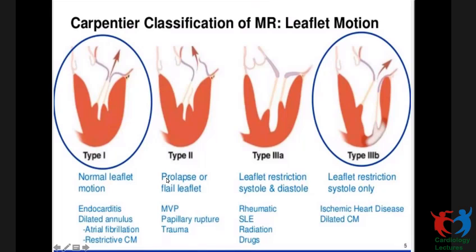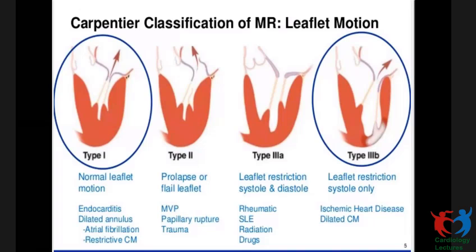Type 2 will have excessive leaflet motion, as in mitral valve prolapse or papillary muscle rupture or trauma. And 3A is nothing but leaflet restriction. If it is in both systole and diastole, that is called 3A. It can be seen in various conditions like rheumatic heart disease, SLE, radiation and drugs.